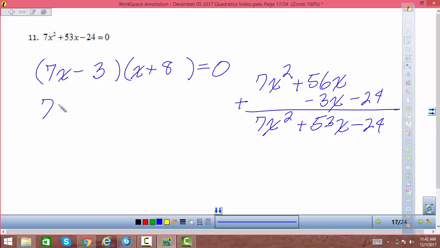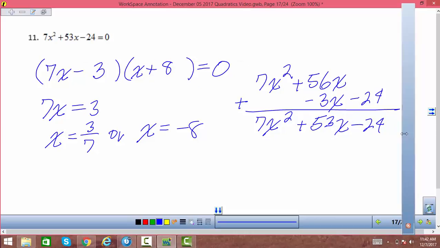So using the zero product principle, 7x equals 3, x equals 3/7, or x equals -8. Now, I kind of remembered the previous problem. I could have put an 8 there and a 3 here, and when I checked it, I wouldn't have had the right factorization. So then I could go back and try again.